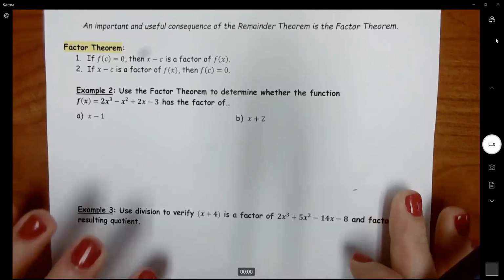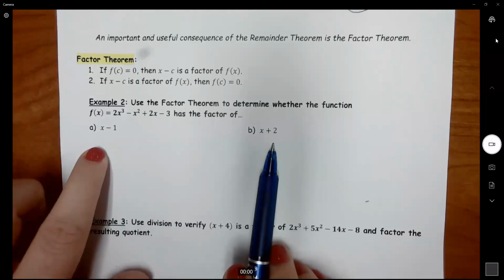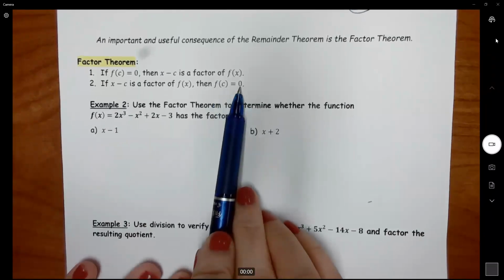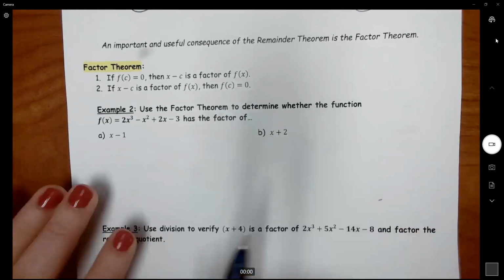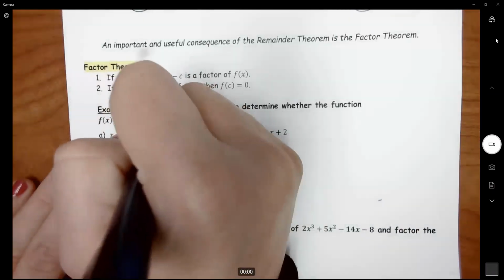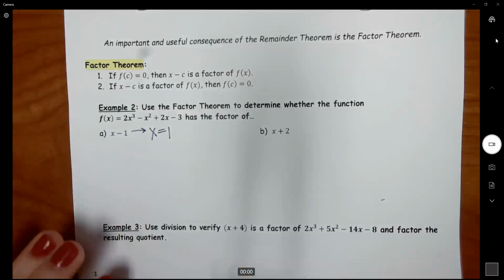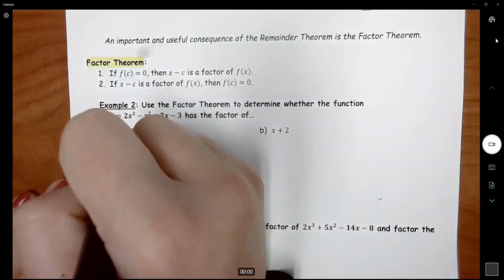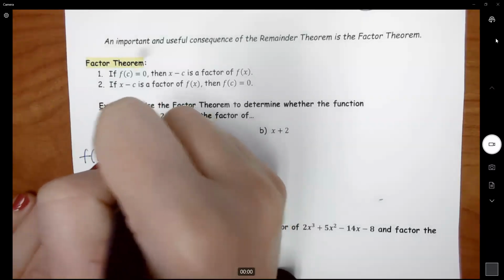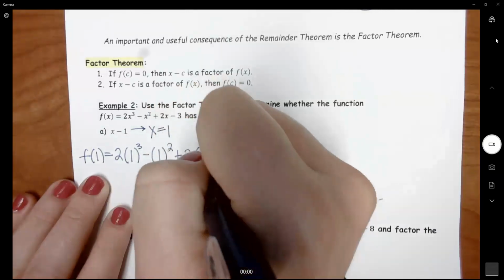So use the factor theorem to determine whether the function is a factor of these right here. So I'm looking for 0. If I get 0, then yes, it's a factor. If I don't get 0, then no, it is not a factor. So here we'll get x equals 1 to be my potential 0. So plug that in. I have f of 1. I'm going to replace all of these x's with a 1.